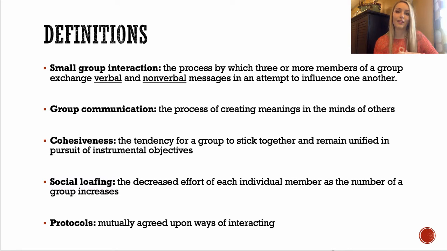And that means acknowledging differences and working through conflict, any conflict that might come up, in order to present that cohesive, unified front in the end, right?